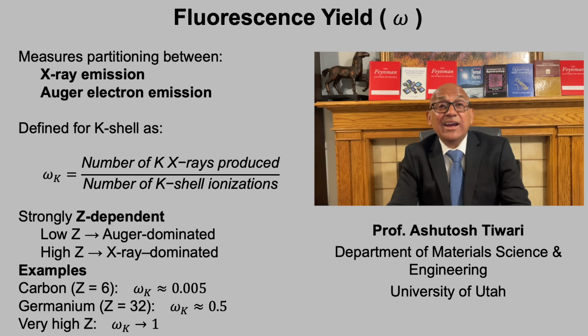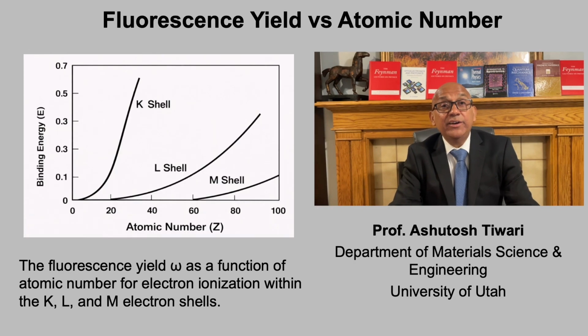This explains why X-ray based elemental analysis is naturally biased towards heavier elements and why detecting light elements is fundamentally challenging. In the previous slide, we discussed fluorescence yield primarily in the context of the K shell. This plot extends that idea to the L and M shells. You can see that while the same trend holds, fluorescence yield increases with atomic number, the onset shifts to higher Z as we move from K to L to M shells.